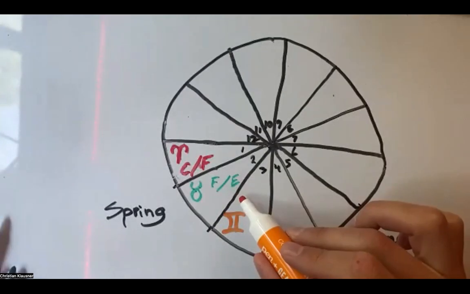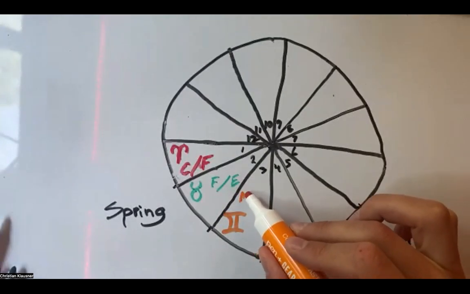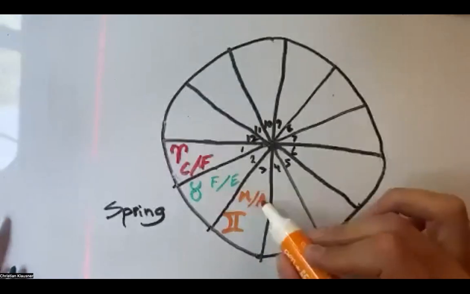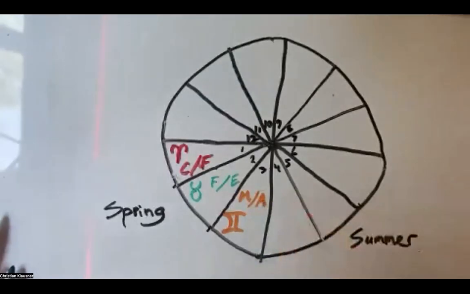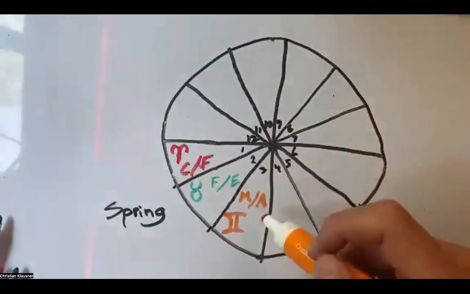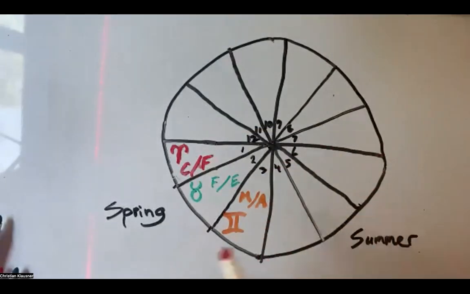And Gemini is a mutable sign. So I'm going to do an M. And it's an air sign. So I'm going to do an A. All right. Mutable signs end the season. So here we have centripetal, here we have centrifugal, and here we have vibratory motion. I'll show you that on a slide.